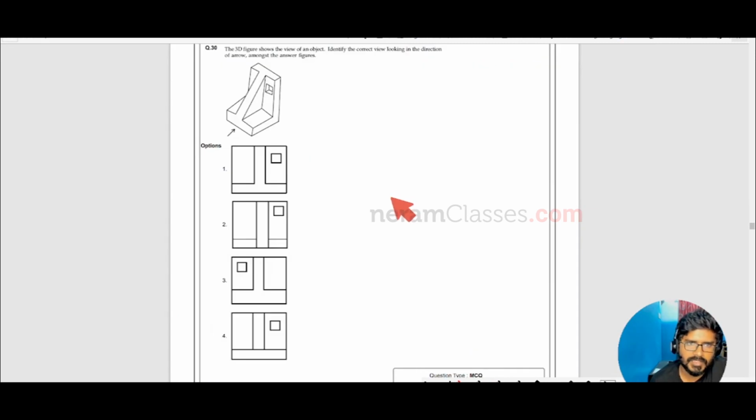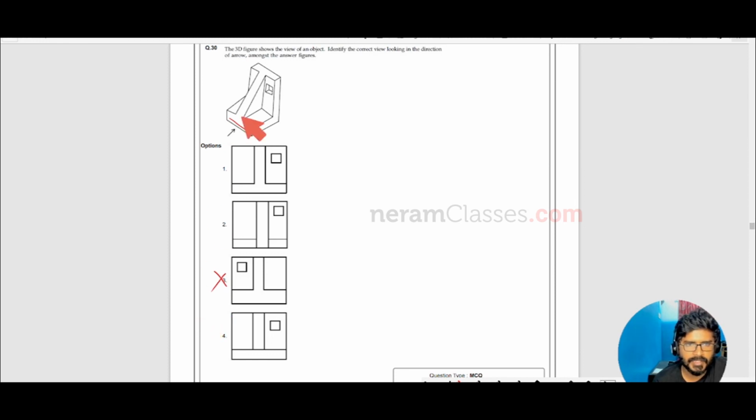So again, question number 30, the 3D figure shows the view of an object. Identify the correct view. We don't need to read the question and all. Here we need to find out the elevation from the direction of the arrow. So we'll take some of the figures here. So this one, we can filter out, like this square is in the right side. So then it has to be in the right side. So option 3 is the wrong answer.